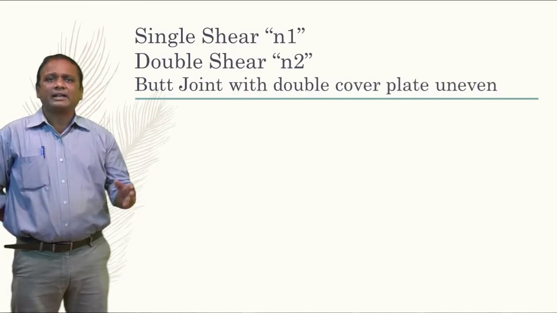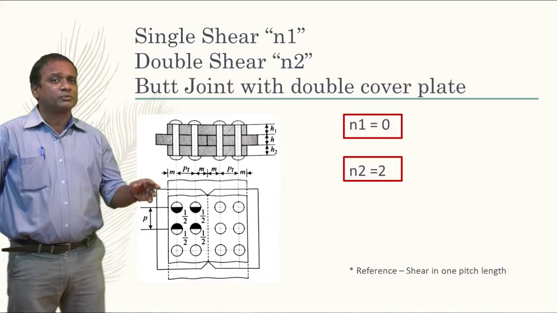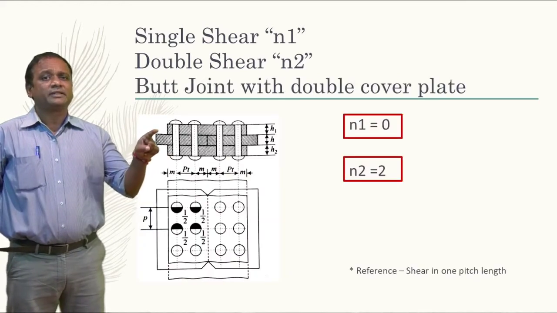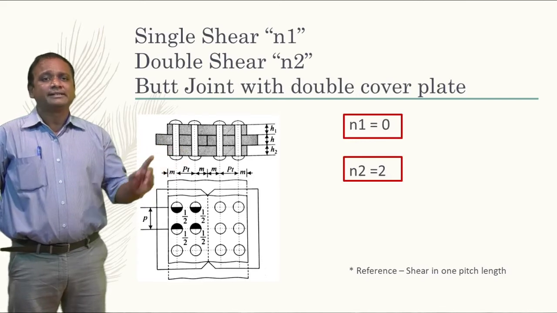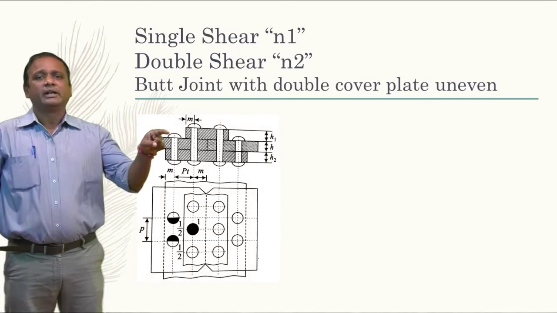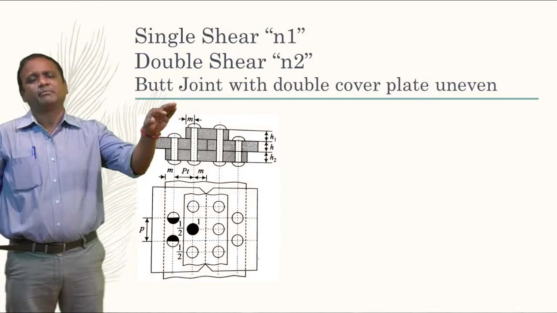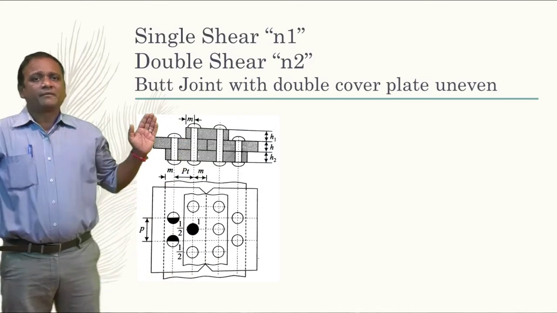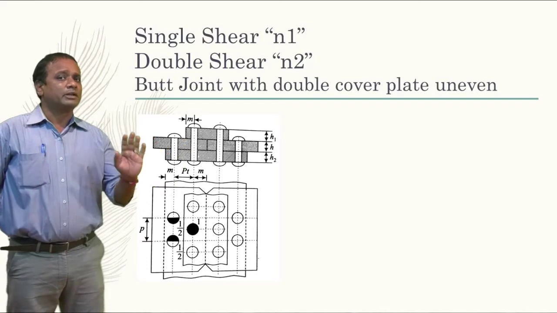So if I had a butt joint with double cover plates which are uneven, compare it with the previous one. Here you can see that the length of the top cover plate and the bottom cover plate are the same. And in this one, if I had an uneven cover plate, the top one is a smaller one and the bottom is a bigger one, or vice versa. Even if the top one is bigger and the bottom one is smaller, from a front view you can see that some rivets will undergo a single shear and some rivets will undergo a double shear.